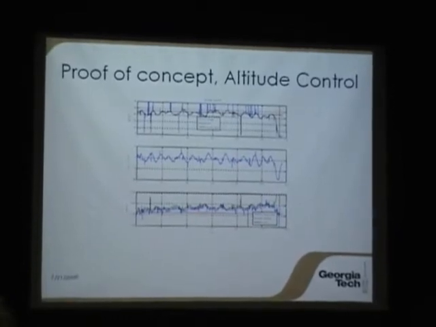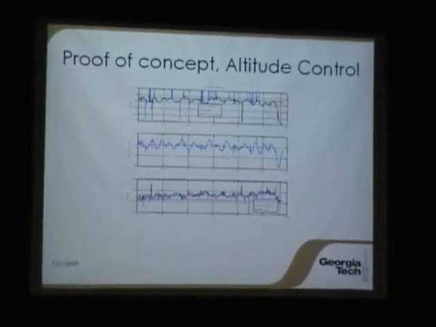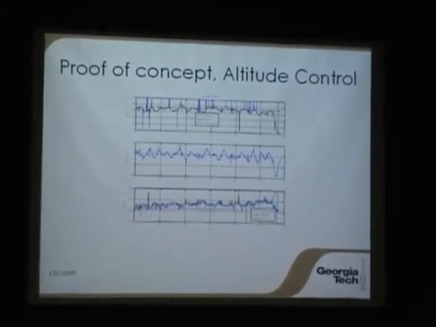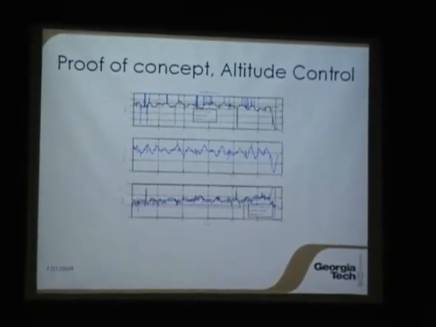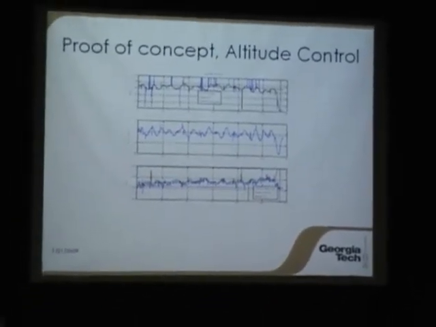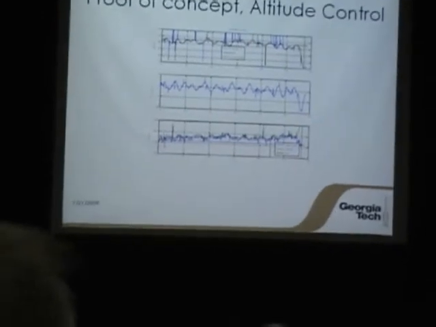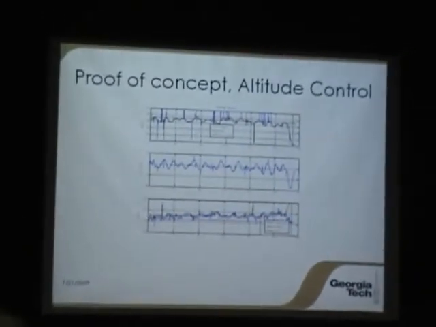Here's a plot of our altitude control. This is using the MATLAB algorithm. Basically, you can see that in the presence of heavily noisy data, those spikes there are outliers, and we're able to maintain altitude for a significant amount of time.